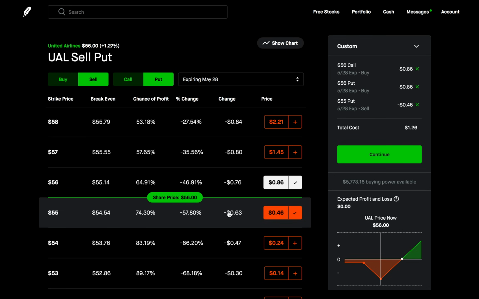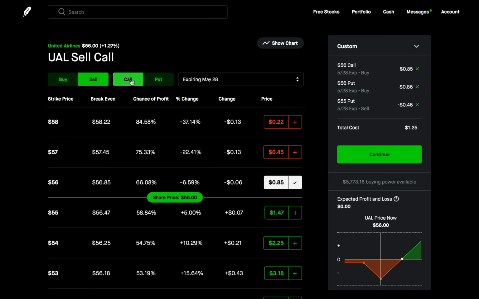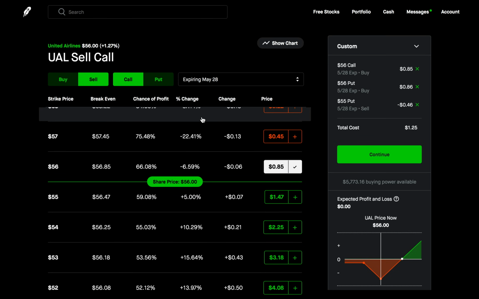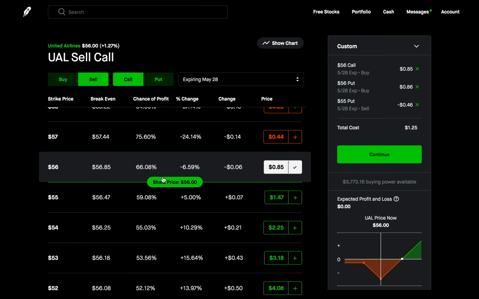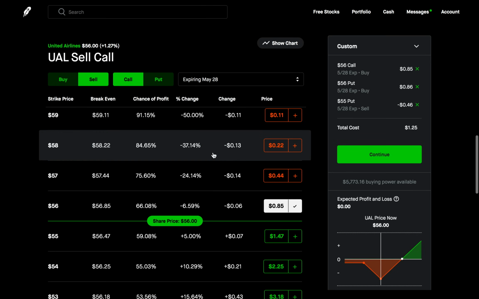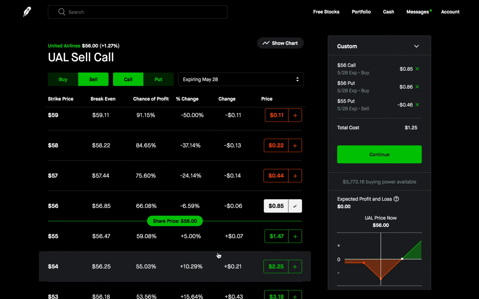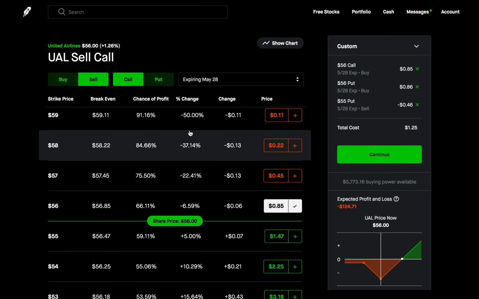Now what I'm going to do next is I'm going to sell a call here. And this is going to be an out of the money call. And again, out of the money for call options is actually where the strike is higher than the share price. So these are out of the money. These would be in the money. So I need to sell a call up here that's out of the money.